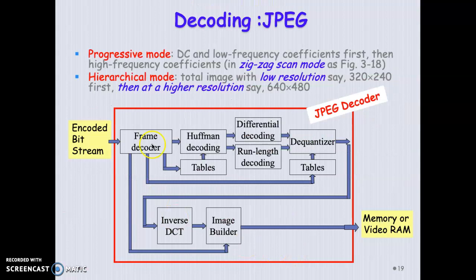Once you encode, you will do the decode. For decode, you inverse the process. It can be progressive mode, where DC and low frequency coefficients come first, then the high frequency coefficients, in zigzag scan mode. And then you will do the hierarchical mode. So this is the block diagram of the decoder.